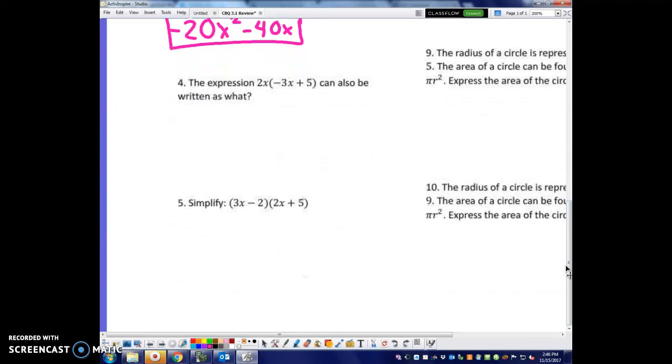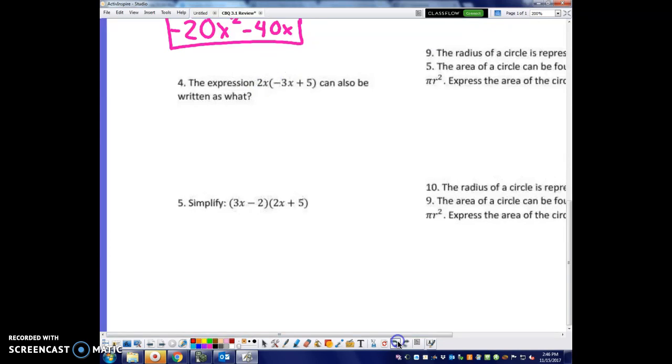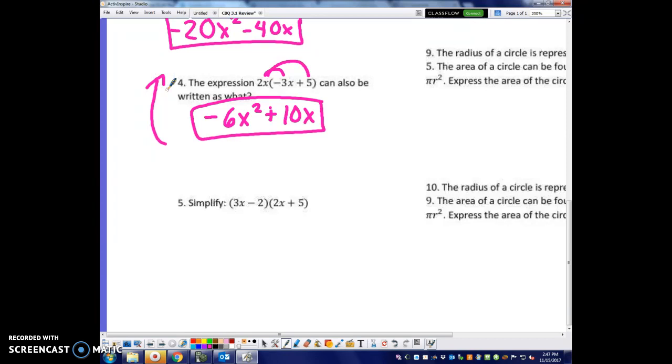All right, number 4. Number 4, it says the expression 2x times (negative 3x plus 5) can also be written as what? Well, let's multiply it. 2x times negative 3x is negative 6x squared. Don't forget the squared or the negative. 2x times 5 is 10x. And if you like the box method, up there, do it like that.